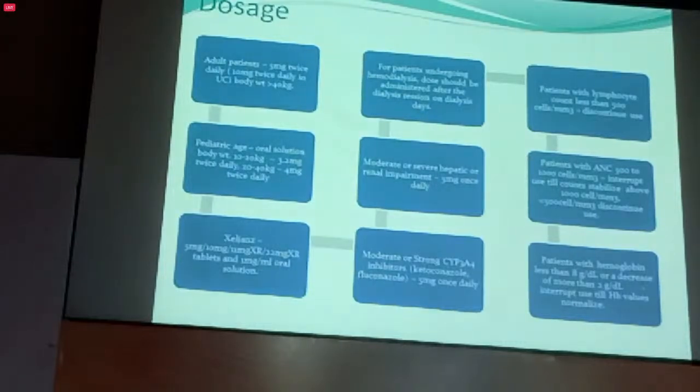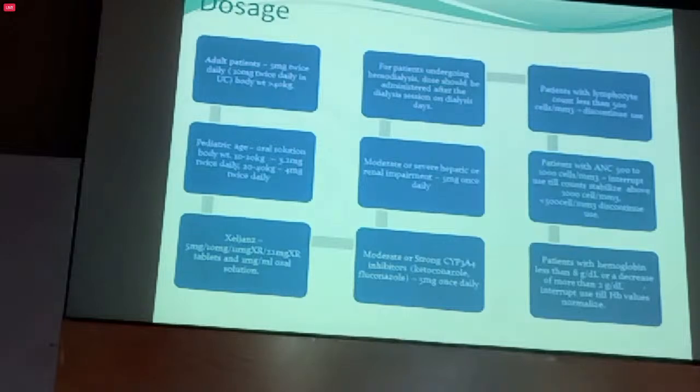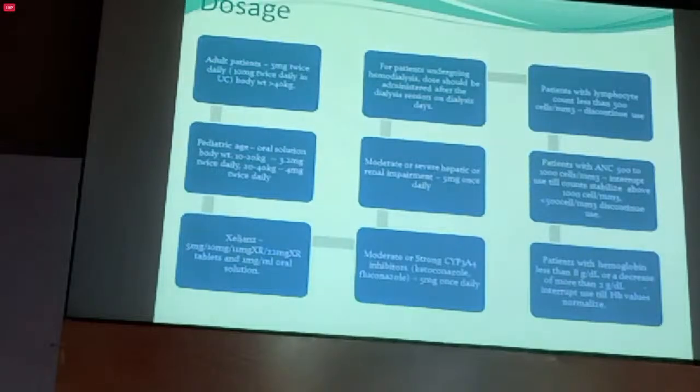And in patients with an absolute neutrophil count of less than 500 to 1000, we should interrupt the therapy till the count stabilizes. And in patients above 1000 cells per millimeter cube, we continue till the cells stabilize at about 1000 cells per millimeter cube.